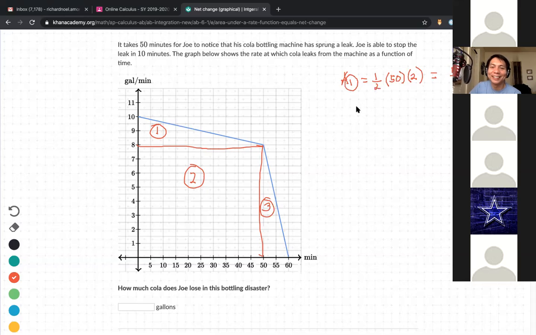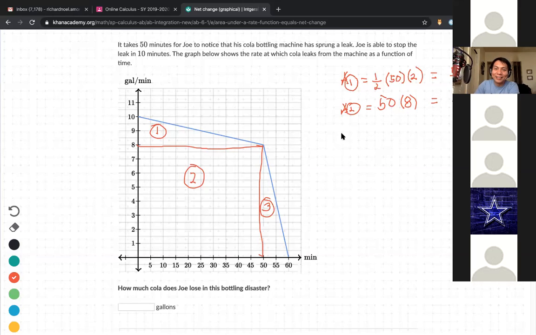Okay, let's take a look at your area 2, guys. What's going to be your area 2? It's going to be base times height. What's our base? That would still be 50. What's our height? 8. So that will just give us what? 400. Or 450? Wait, I thought 400. No, it's 400. Yeah, 400. Okay, that's okay. So it's 50 times 8. That's going to be 400.